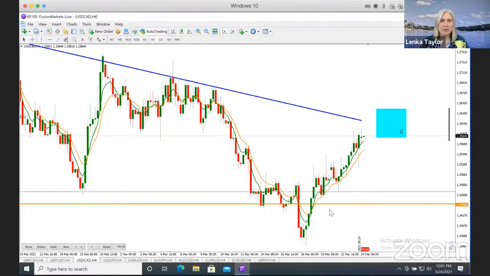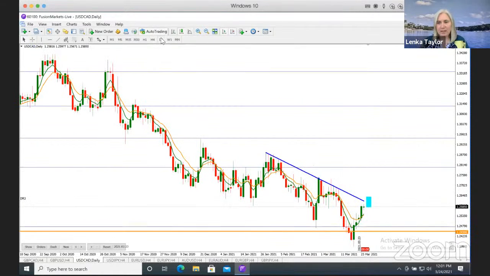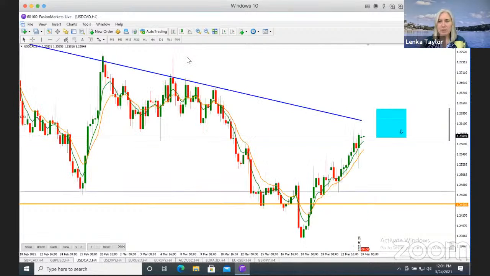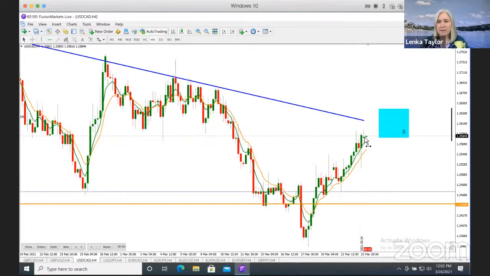Next chart is USD CAD. So that one is going up towards that trend line. On the daily, it's sort of just at the top there. So that might still be a good opportunity for a short. So yeah, any sort of reversal around that area would be great for a short there.